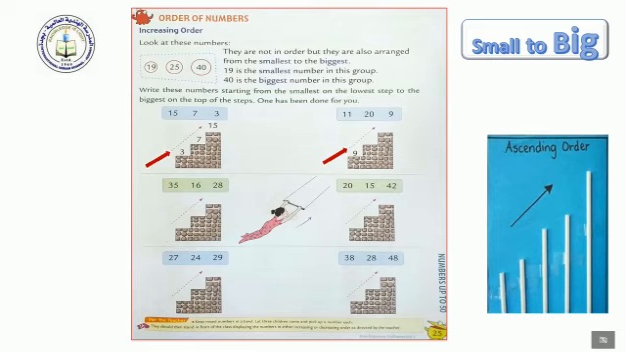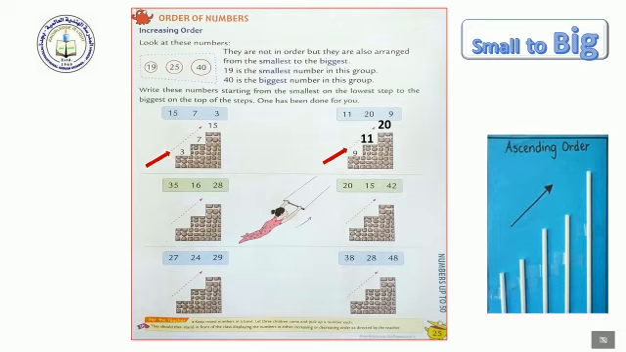Now let's see the next one. Here we have the numbers 11, 20 and 9. And the smallest number here is 9. So we have written 9 in the first step. Then what is the number next? 11 or 20? 20 is the biggest number, so it will come on the top of the step. So we have to write 11 in the second step and the biggest number 20 on the top step.